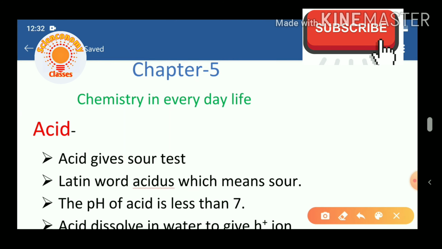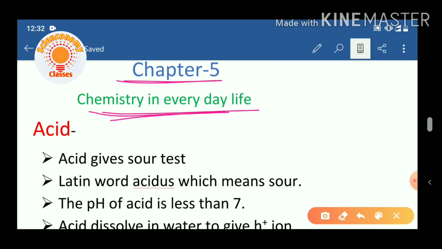Today we are here with a new chapter and the name of the chapter is Chemistry in Everyday Life. In this chapter we will study about the compounds which are used in daily life. Before starting this chapter, look here.